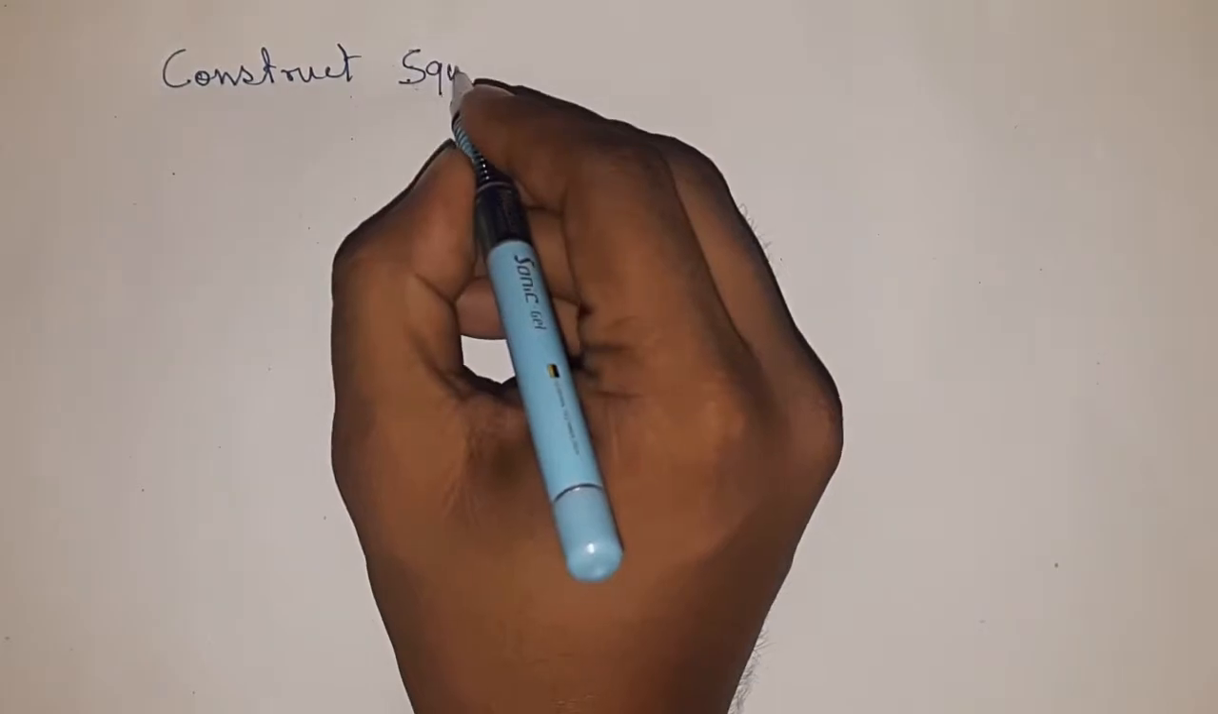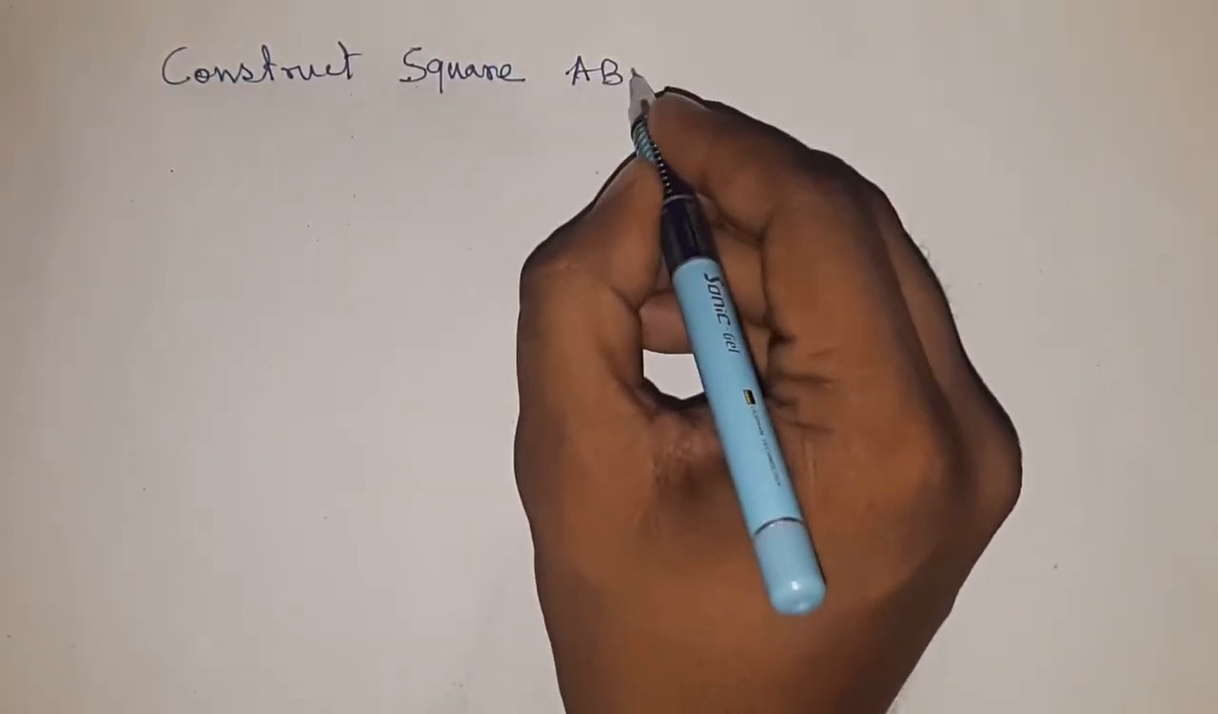Today constructing square ABCD with a side AB equal to 6 cm.